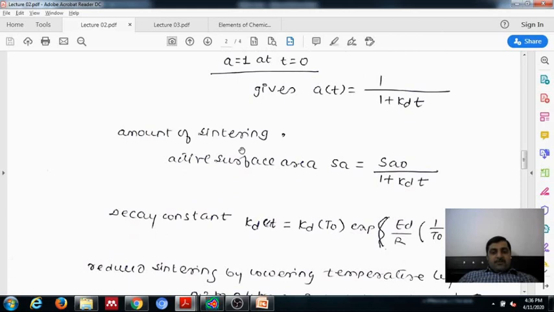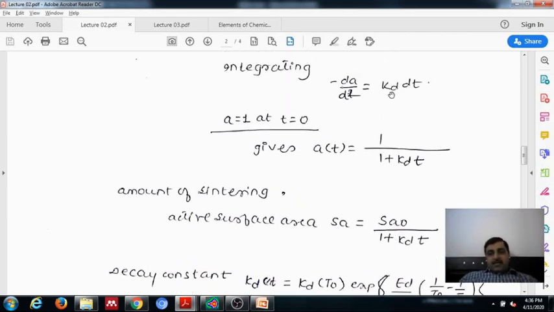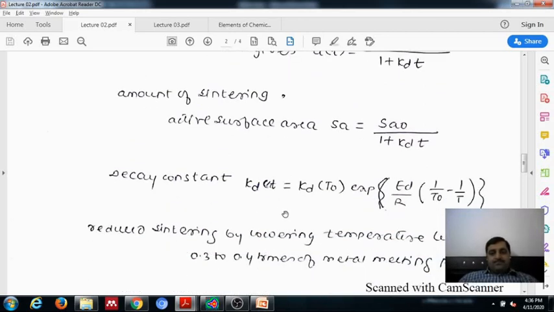Now the amount of sintering, the active surface area, you can simply multiply with a(t), so you get the change in the surface area as well. The deactivation constant also follows the Arrhenius law, where Kd at any point of time with the initial value you can have an exponential relation.